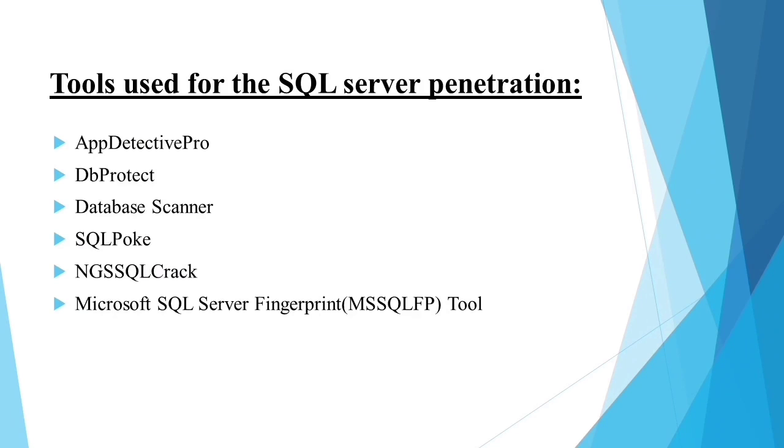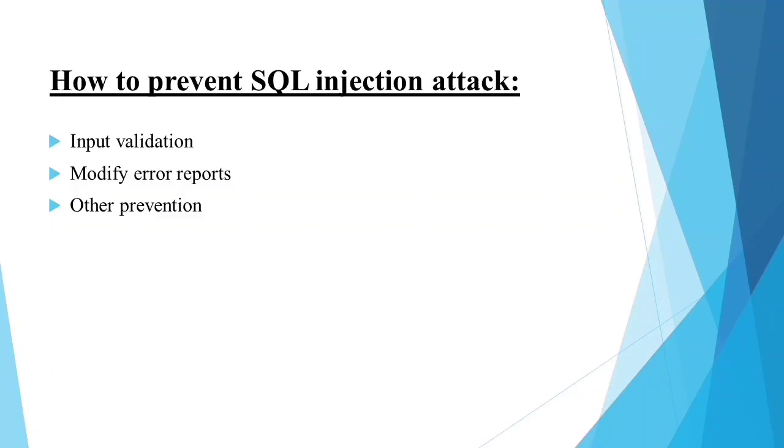The last point is the Microsoft SQL Server fingerprint tool. This is a tool that performs fingerprinting of the version on Microsoft SQL Server 2000, 2005 and 2008 using well-known techniques based on several public tools. It helps users identify the SQL server and can also be used to identify vulnerable versions of Microsoft SQL servers.